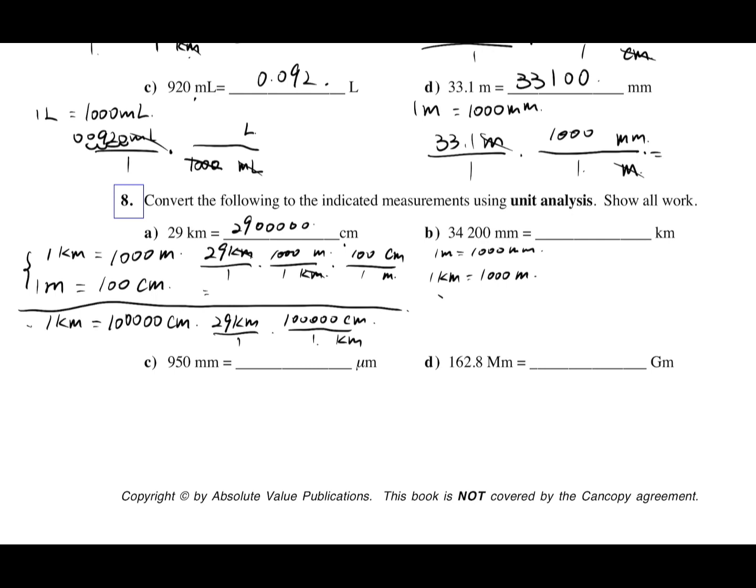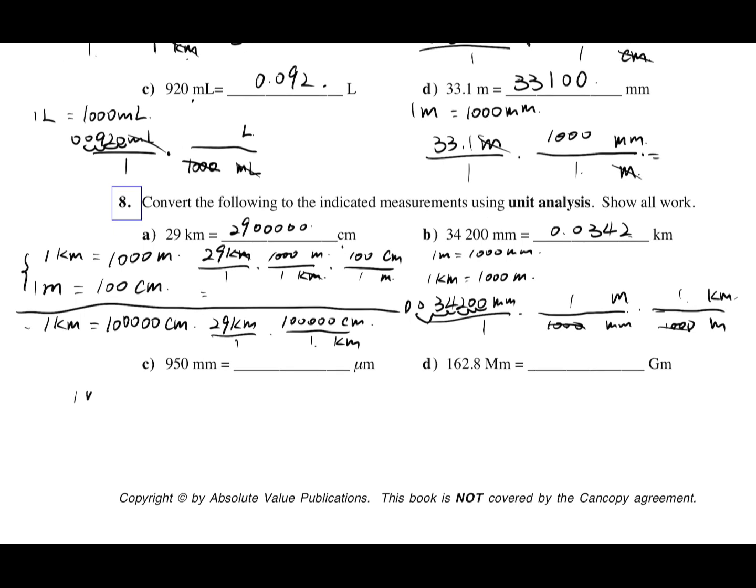Then we can rewrite it this way, times millimeters per meter, 1,000 times 1, and then times again 1,000 again. Then the answer: 1, 2, 3, 1, 2, 3. We cancel this one. 1, 2, 3, 1, 2, 3. So it's 0.034.